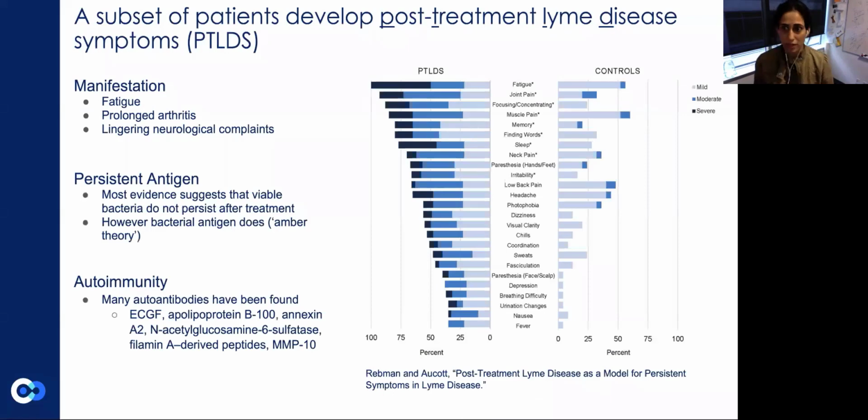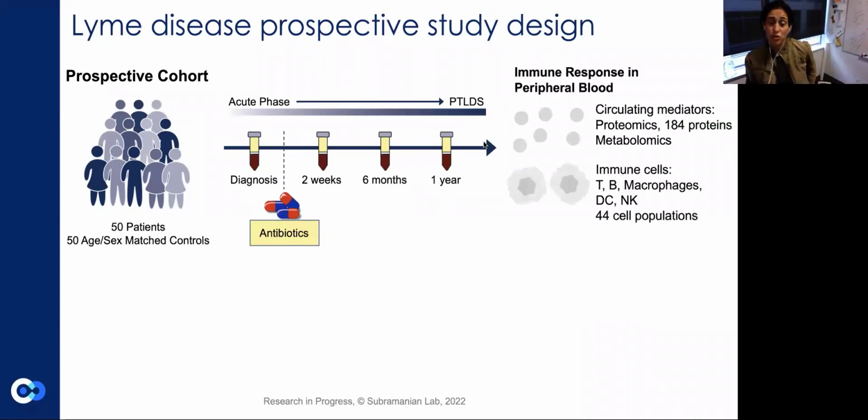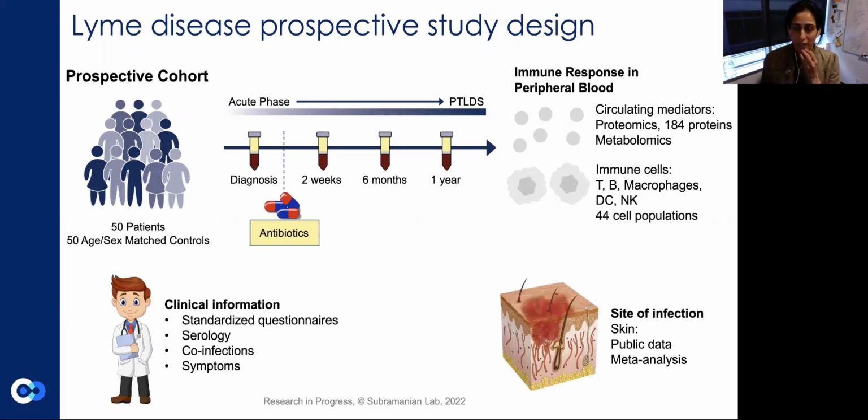and they progress to what is called post-treatment disease. Our approach to studying this has been to recruit a prospective cohort of individuals and follow them over time, from diagnosis out to 1 year. We collected data at multiple scales: circulating mediators, the cells in their blood, and also metabolomics. We integrated this with data from the site of infection and with clinical information collected in these individuals, with the goal of getting a handle on what's happening during the human immune response to Lyme disease.